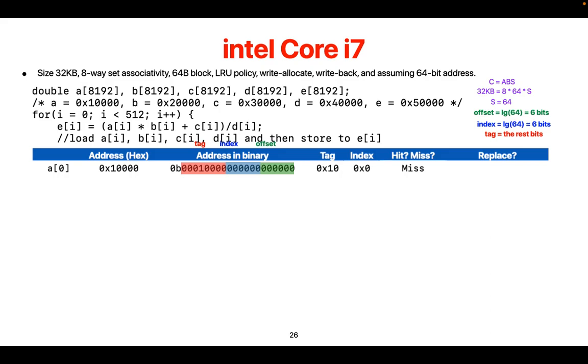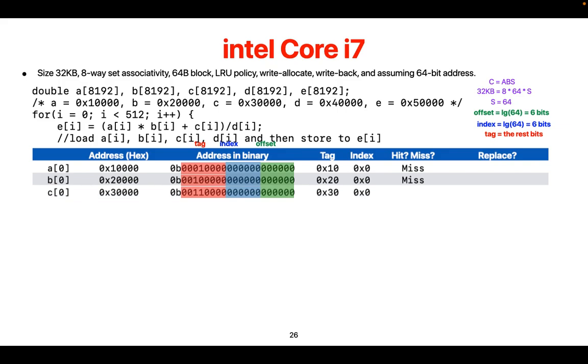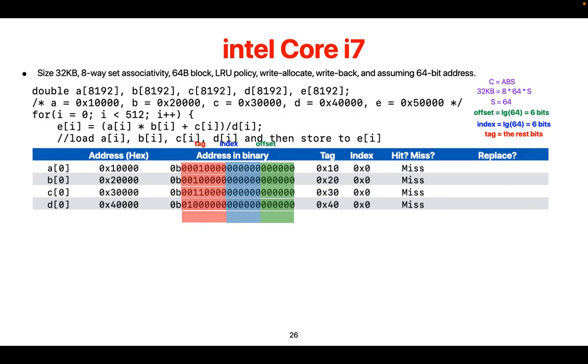Miss. Do we have to kick out anyone from the set? Probably not, right? How about the next one? Are we going to access A1 or B0? B0, right? What's the address of B0? Hex 20,000, right? And if you're going on, it's a miss. Do we have to kick out anyone? Okay, so we can fast forward this because it's probably the same, right? How about this? When we do E0, right? The last time we have to kick out someone here, right?